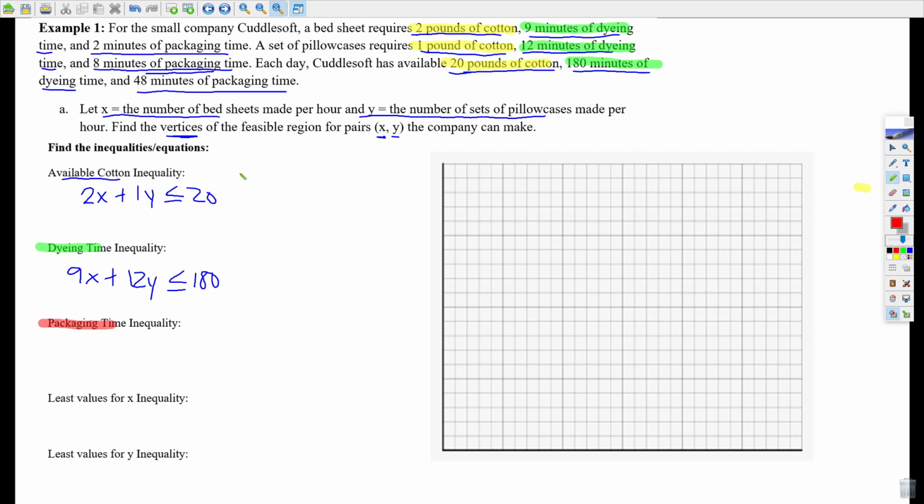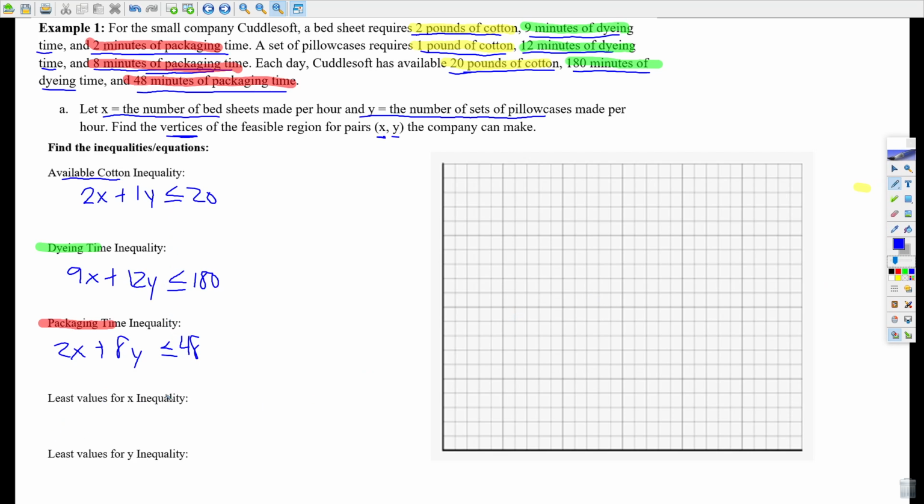That works. Packaging time. The bed sheet requires 2 minutes of packaging time. Pillowcases require 8 minutes, and the total for each day is 48 minutes. So the inequality would be 2x for the bed sheets plus 8y for the pillowcases, and that's going to be at most 48 minutes of packaging time, but you can go under, so less than or equal to. These are all less than or equal to.